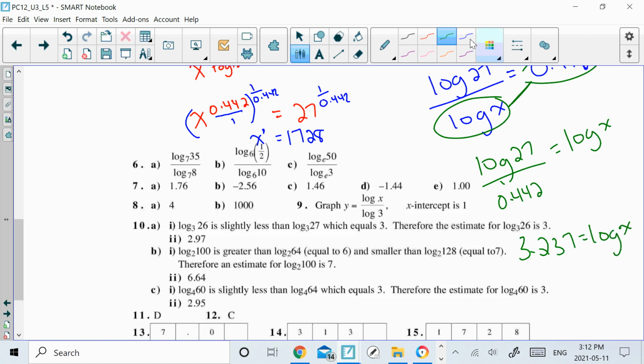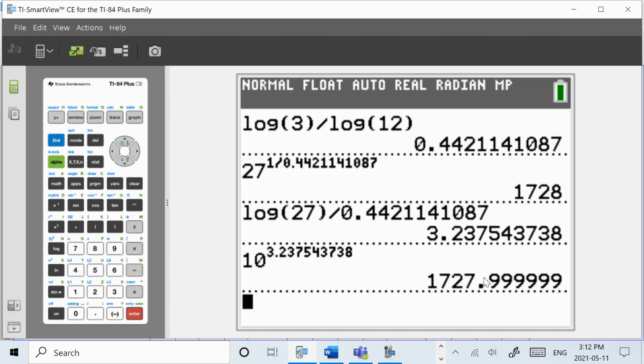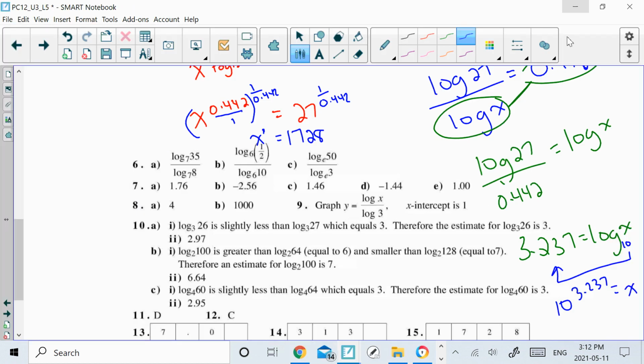And again, we're in log form. We need to get out of log form by going into exponential form in order to solve for x. You need to realize that this is a common log, which is a base of 10. So if you raise 10 to that power, 3.237, the argument becomes your answer. So 10 raised to the power of 3.237 will give you the exact same answer of 1728. So just different methods that you could use to solve, and you would get to the exact same answer.